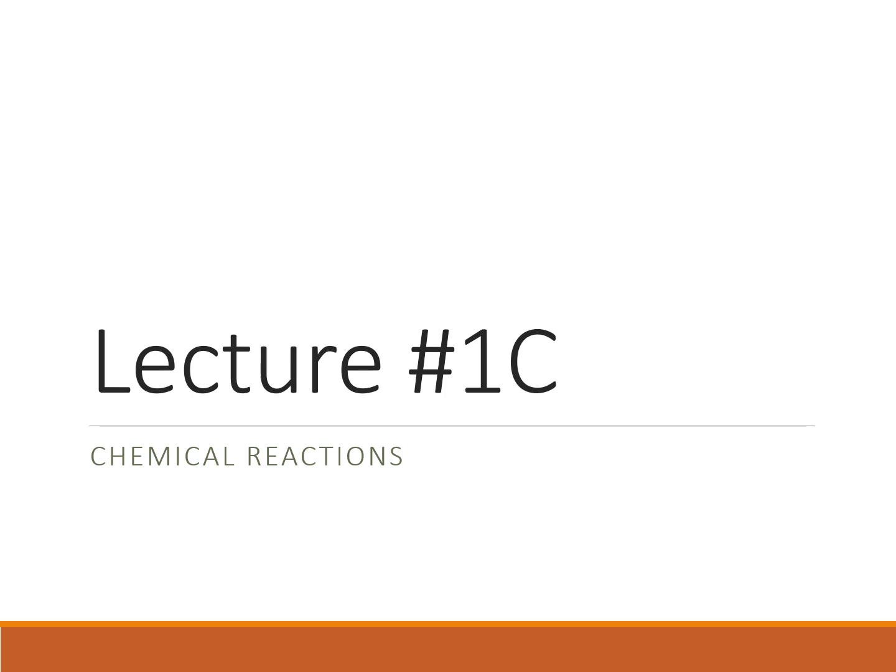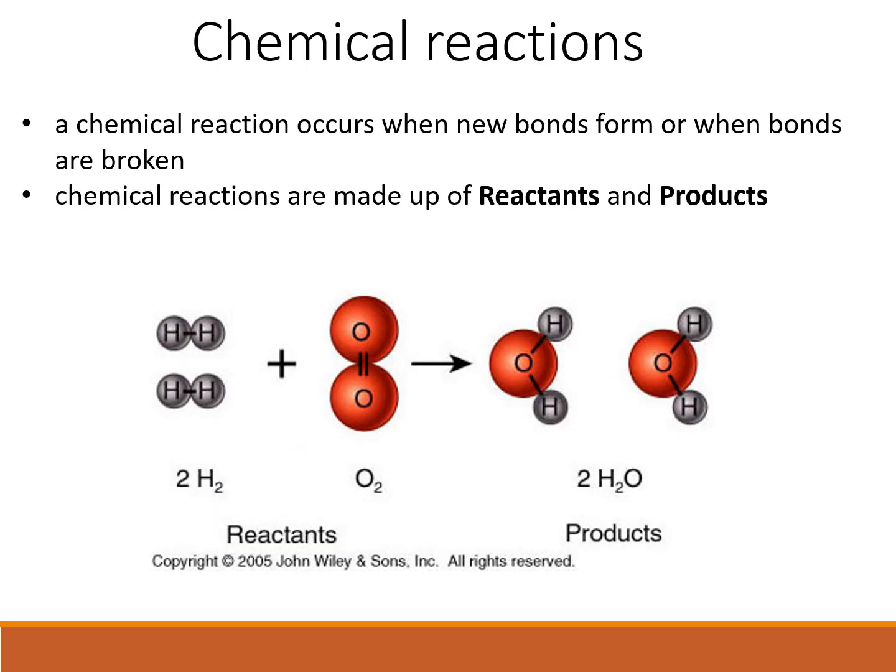Welcome back. We're going to pick up where we left off with lecture 1B, where we looked at the kinds of chemical bonds. And in this lecture, we're going to take a look at chemical reactions, the different types of chemical reactions, and a little bit about how enzyme catalysts can speed up enzyme reactions. A chemical reaction occurs when new bonds form or when bonds are broken.